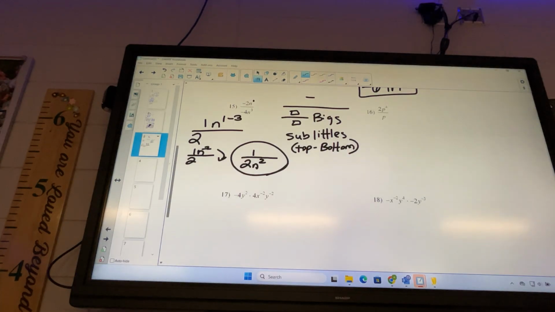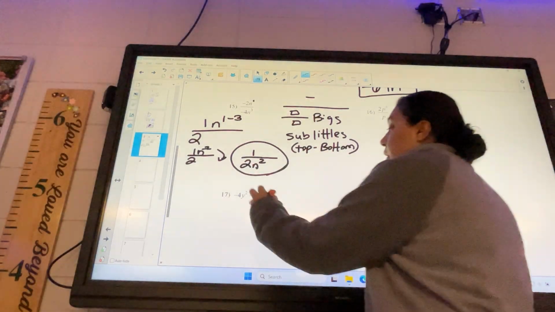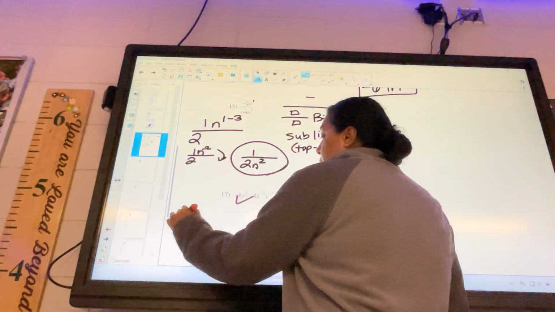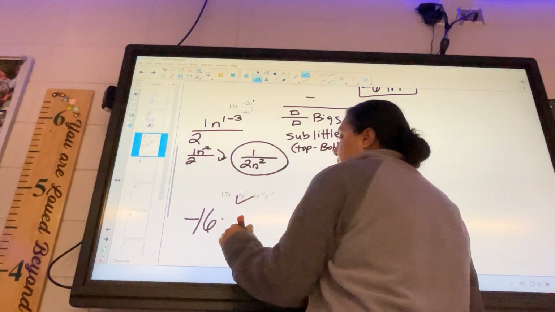Multiply the big ones and do what with the little ones? Add the little ones together, okay? So, what are the two big ones? Negative 4 and positive 4. Yep, so we're going to get negative 16, and then we're going to add up the littles, okay?